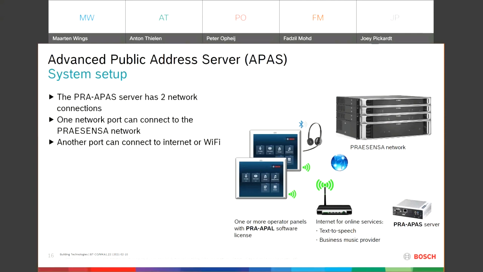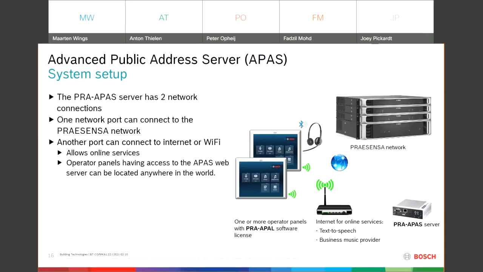So the other port can then connect, in this case, to the internet or to the Wi-Fi. If you connect to the internet, it allows you to have online services, and operating panels having access to the APAS web server can be located anywhere in the world. So you have no direct restrictions on your network. It can be located anywhere.